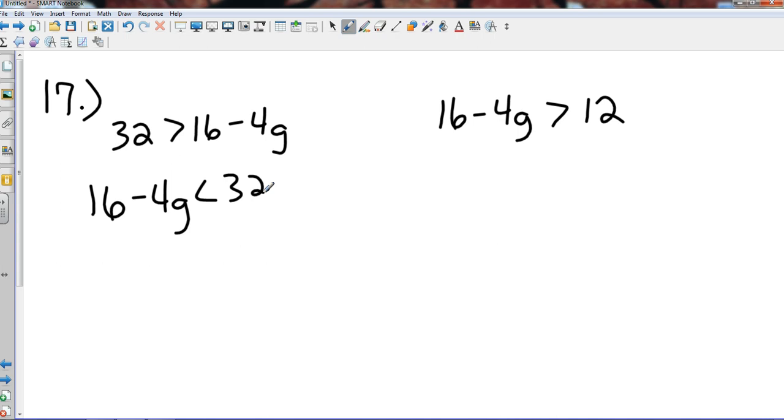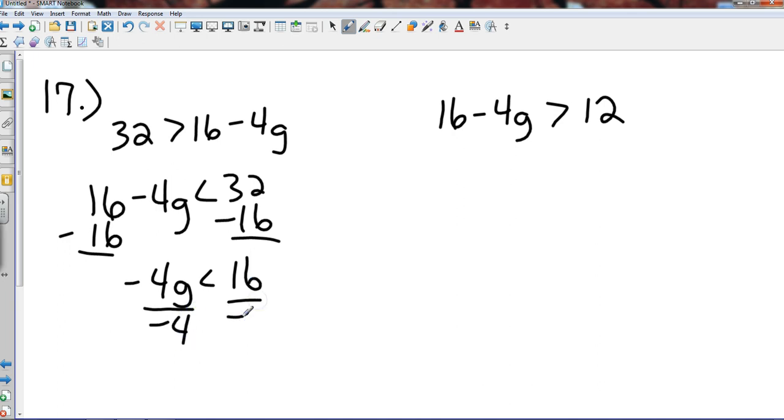All right, so now I change it to 16 minus 4G is less than 32. Again, I just did that so I could have my G on the left-hand side. So what do I do with the 16? Subtract the 16. So now I have negative 4G is less than positive 16. And the final two steps are going to be divide by negative 4 and flip the inequality sign. So I get G is greater than negative 4.